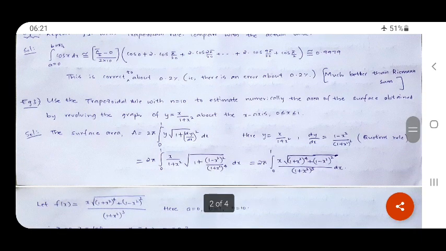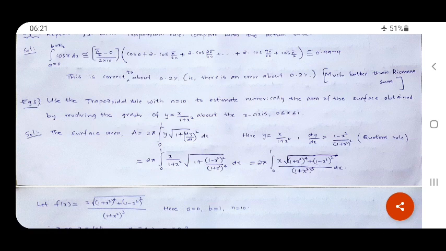Again, another example with n equal to 10: estimate numerically the area of the surface obtained by revolving the graph of y equal to x by 1 plus x square about the x-axis between 0 and 1. So the equation for the area is area equal to 2 pi integral 0 to 1 y into root of 1 plus (dy by dx) the whole square dx.